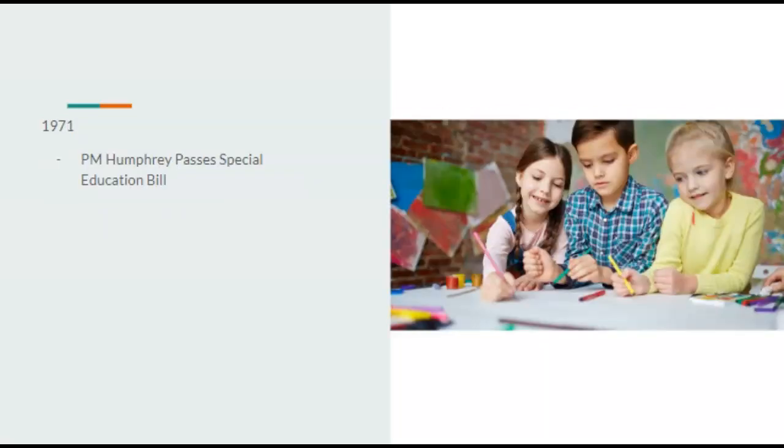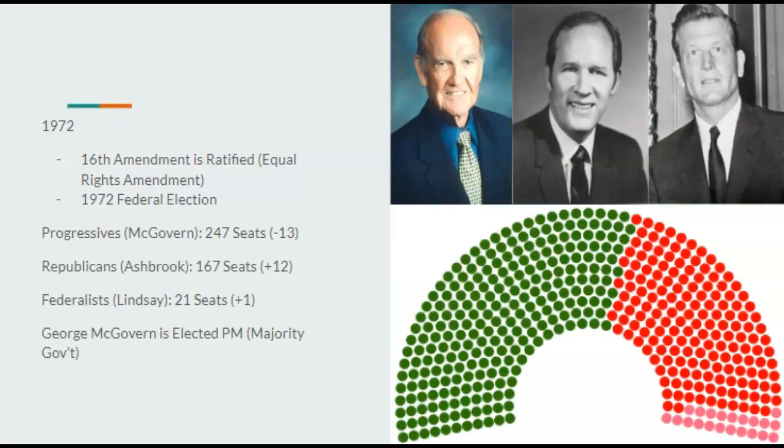1970, there's nothing noteworthy. 1971, Prime Minister Humphrey passes the Special Education Bill, so he's pretty much establishing the nationwide usage of special education for those who need it.